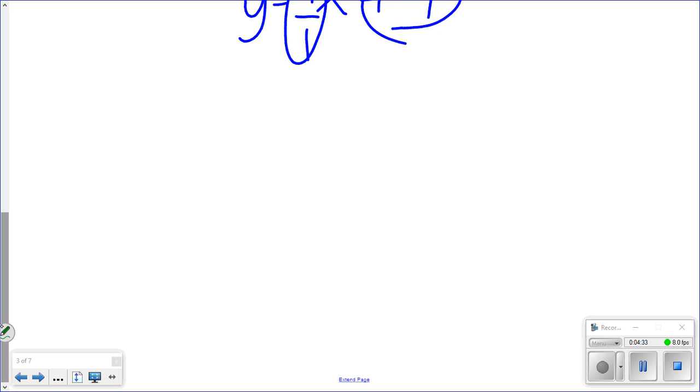What is my slope here and my intercept here? What's my slope?